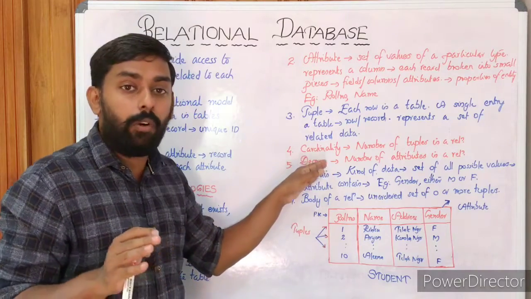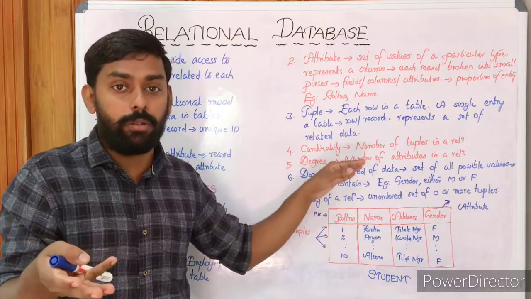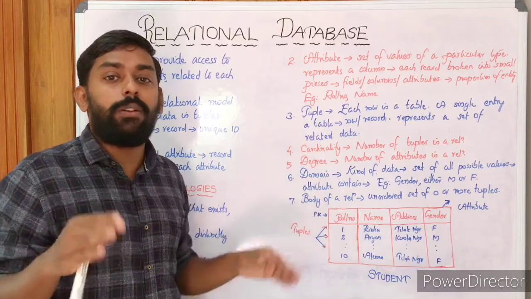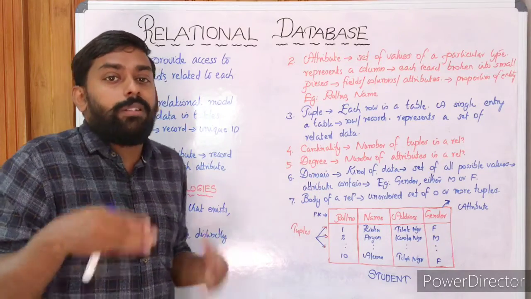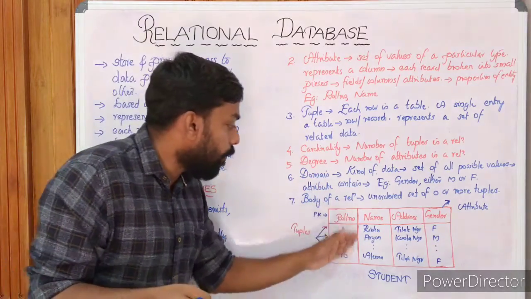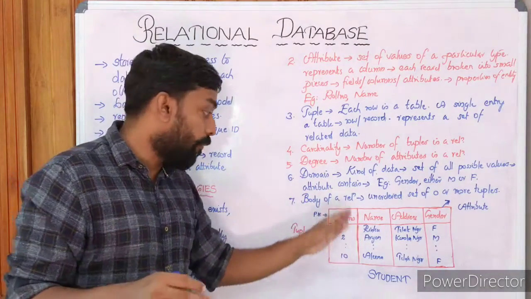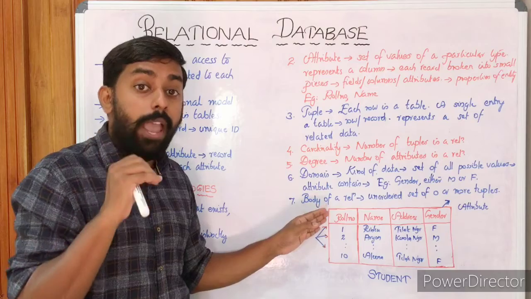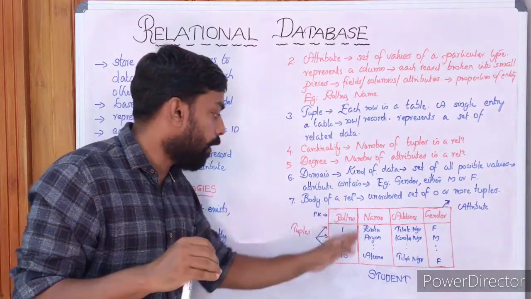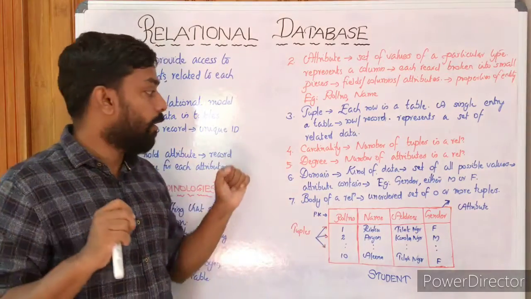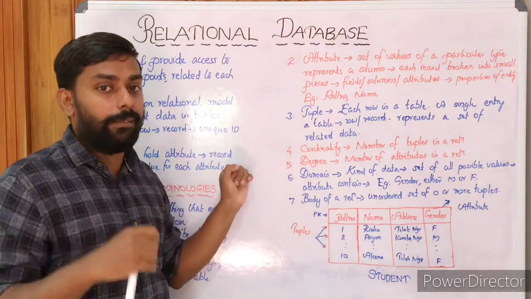Next we have degree. What do you mean by degree? It's the number of attributes, or the number of columns, or the number of fields. Then what is the degree of student? It is 4, right? We have only 4 columns, only 4 attributes or 4 fields. 1, 2, 3, 4. So that's about cardinality and degree.